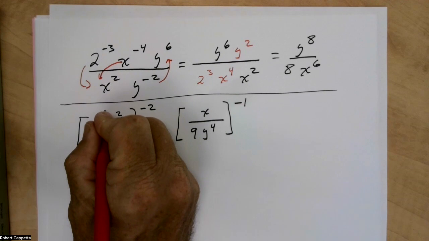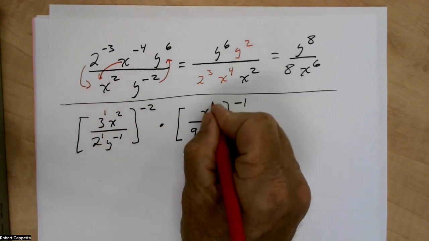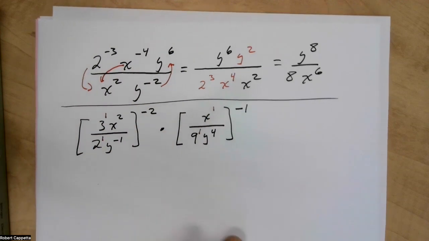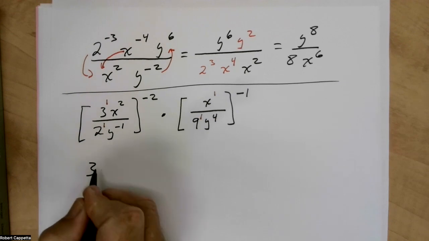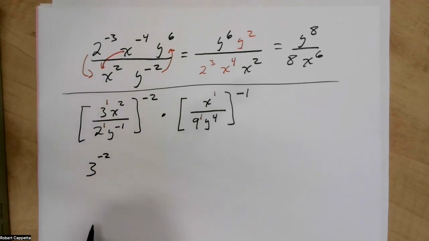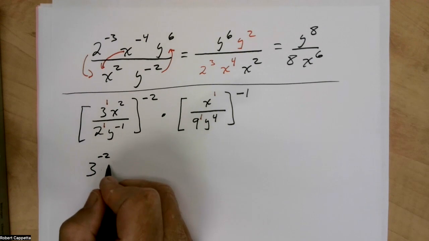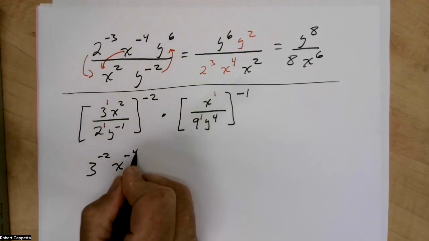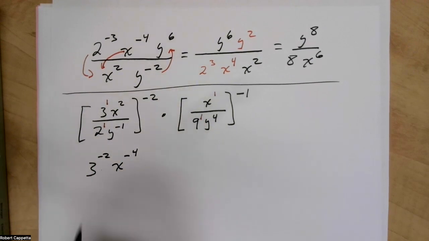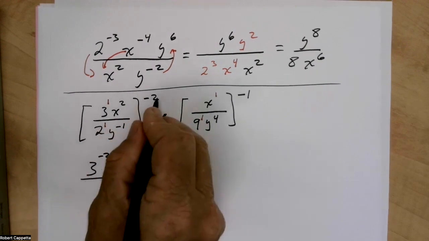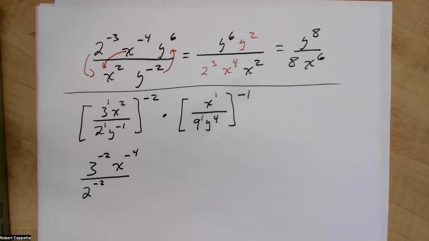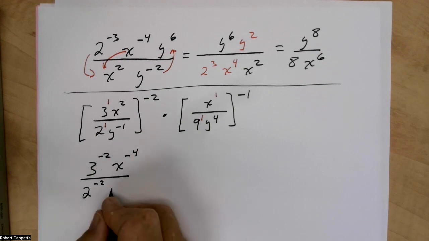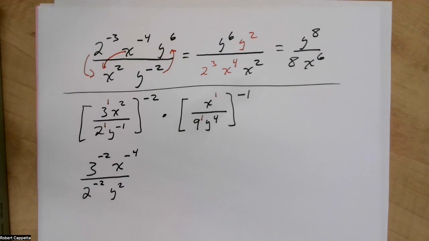Step 1, everybody gets an exponent. Boom, boom, boom, boom. When you raise a power to a power, we multiply the exponents. So 3 to the 1 times negative 2 is 3 to the negative 2. X to the 2 times negative 2 is x to the negative 4. 2 to the 1 times negative 2 is 2 to the negative 2. Y to the negative 1 times negative 2 is y to the positive 2.